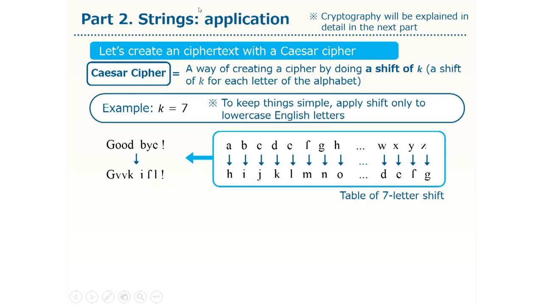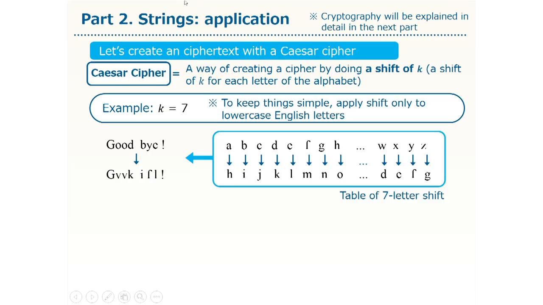Caesar was a famous emperor in Roman times. That Caesar is said to have devised this cipher. In this cipher, you can create a ciphertext by shifting K in the alphabet for each letter of a given text. Note here that K must be kept secret. That is, it is a secret parameter. It's a way of creating a cipher by doing a shift of K.